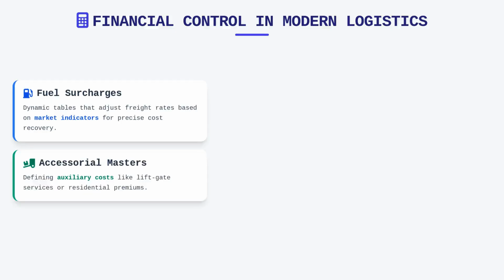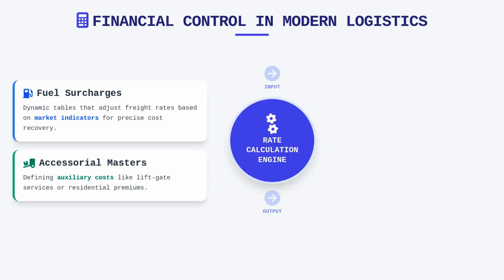Similarly, you will encounter the need for accessorial masters, which are used to define auxiliary costs associated with specific delivery requirements like liftgate services or residential delivery premiums. These values are not merely static figures, but are integral components of the shipping rate calculation engine that computes the projected cost for a load.